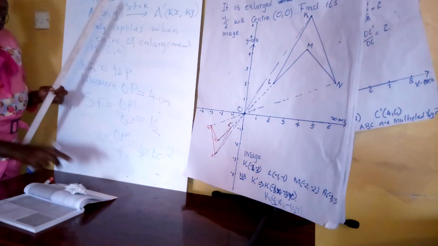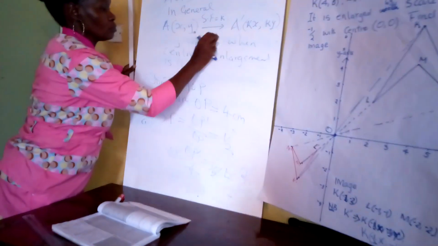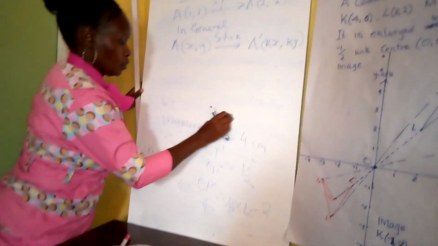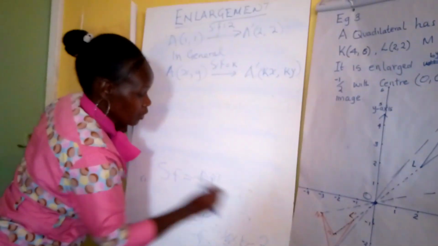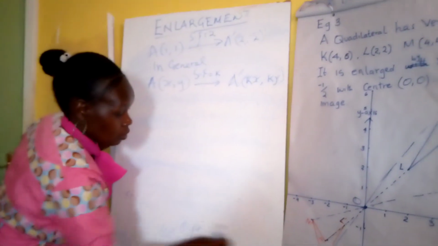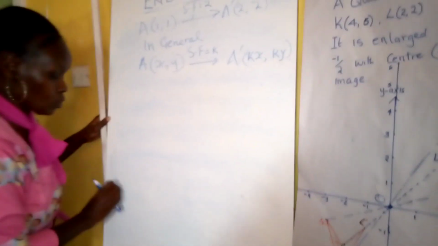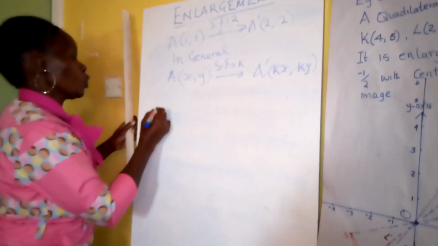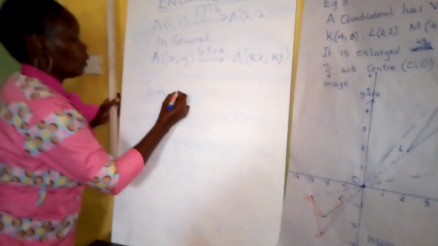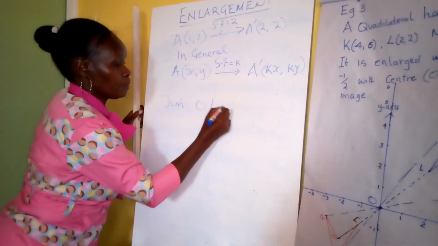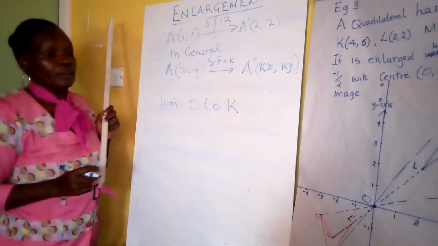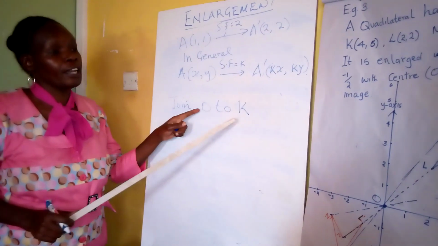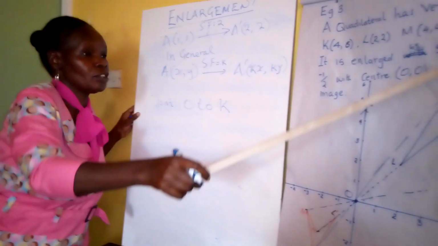So now to get the image, the process is the same. You get the image of each vertex. So for example, you are getting the image for K. So you are going to join O to K. Now, in this case, you are not going to extend the line on the side of K.